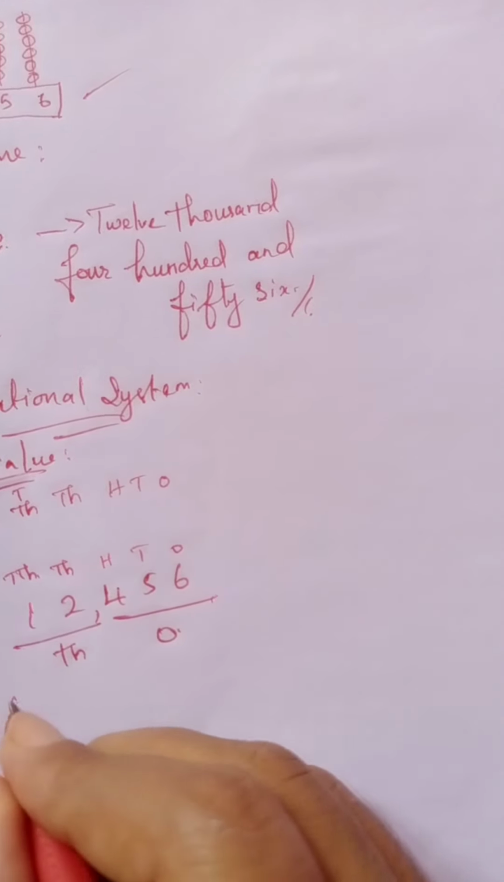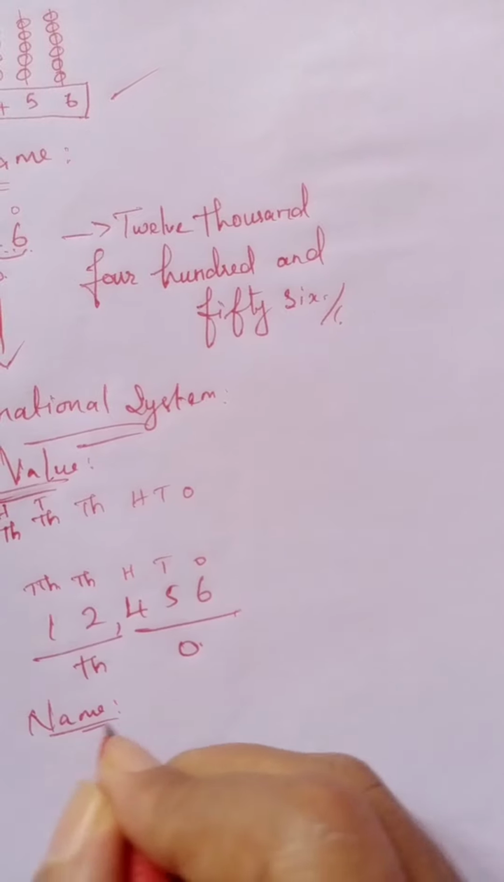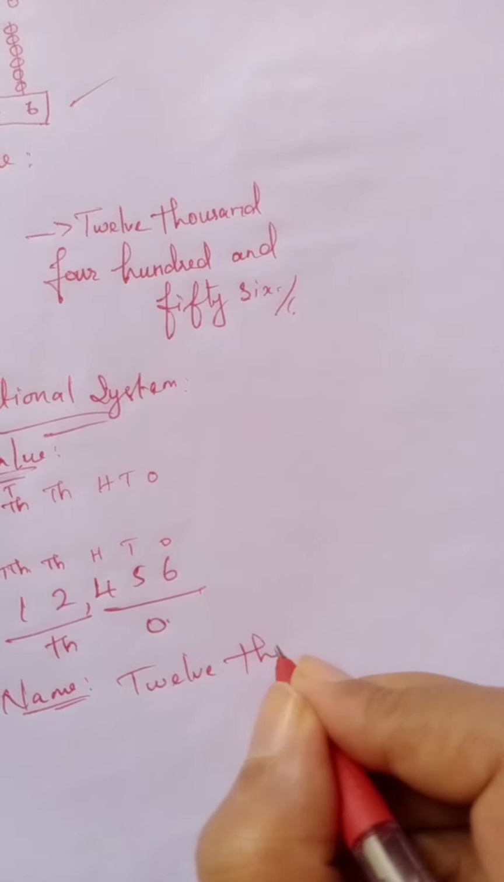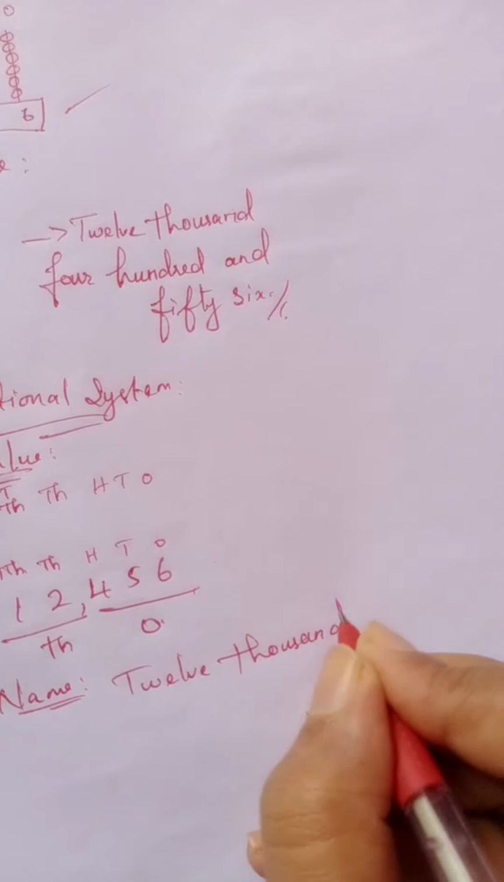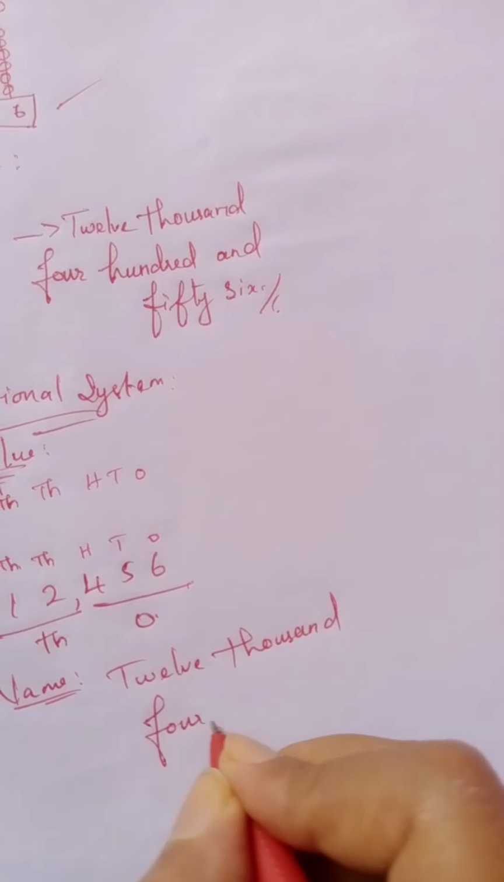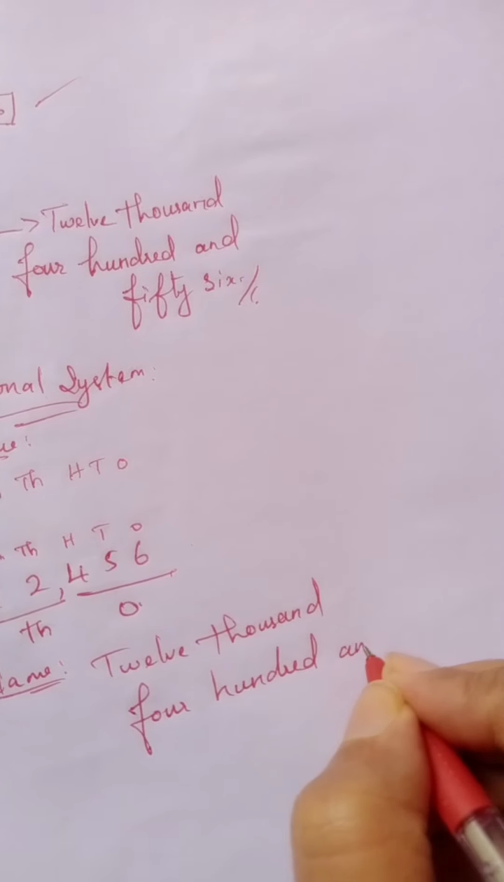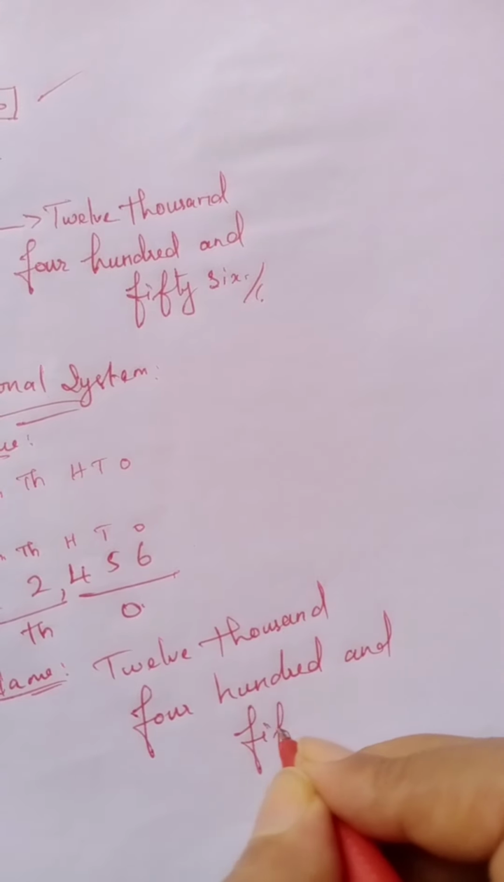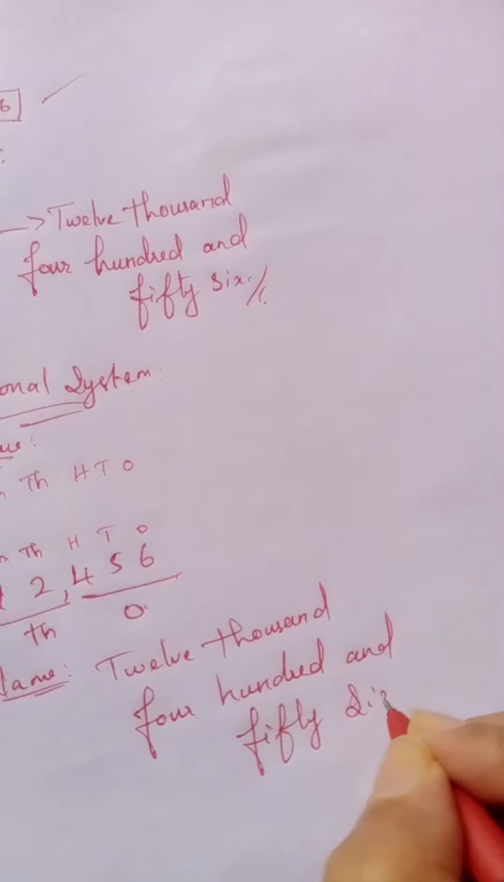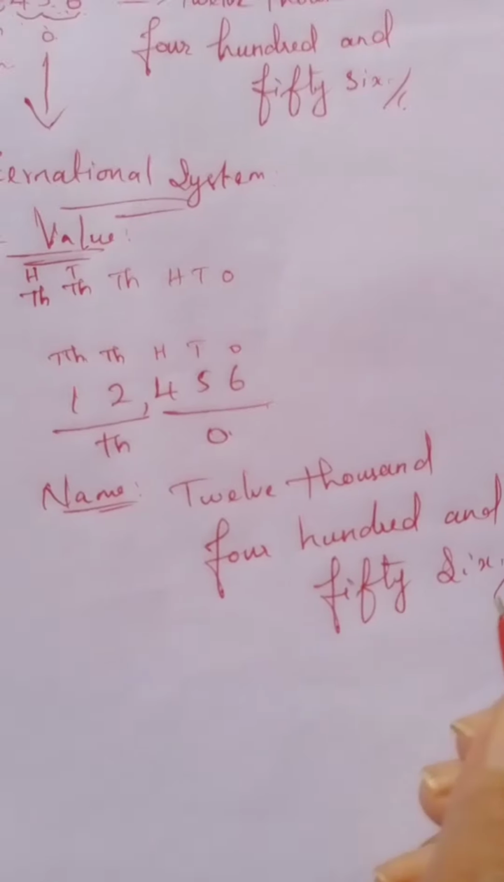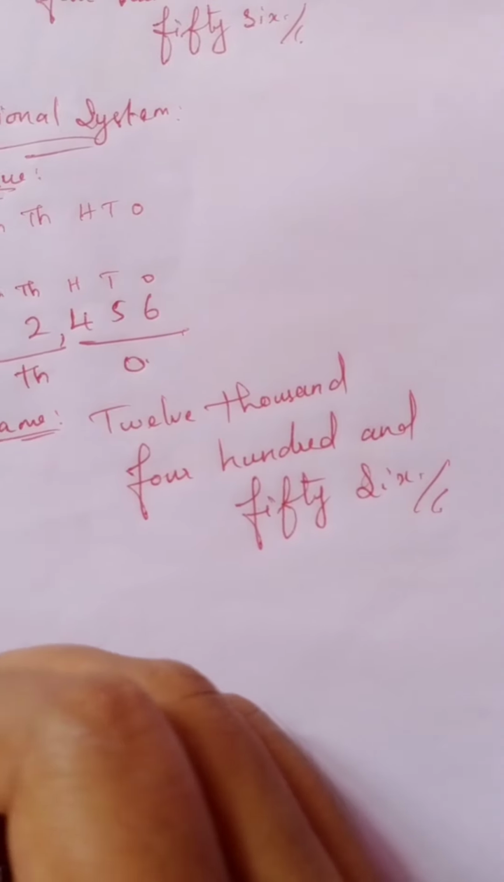Now we can write the number name. 12 is in the thousands family, right? So 12,000. 456 is in the ones family, so 456. So the number name is 12,456. Is it clear?